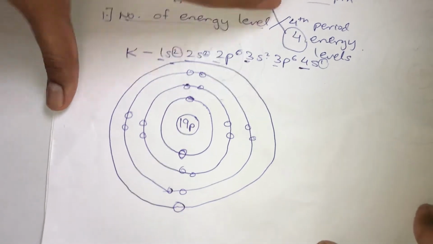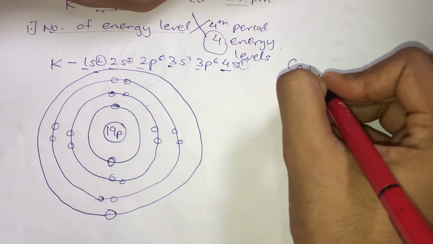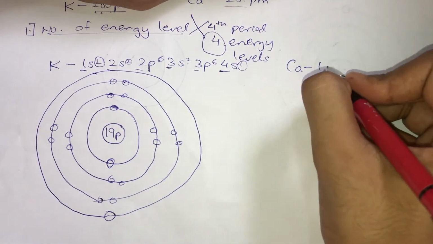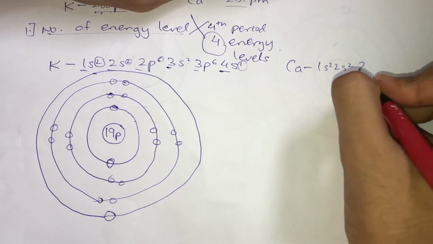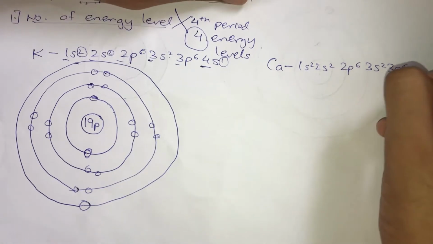Okay. Now what is the electronic configuration of calcium? It is nothing but 1s2, 2s2, 2p6, 3s2, 3p6, 4s2.